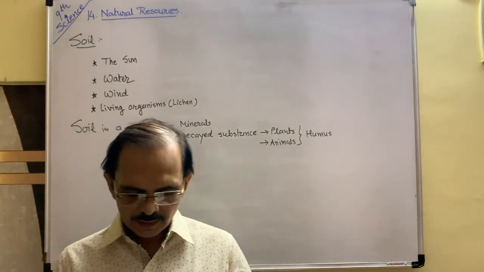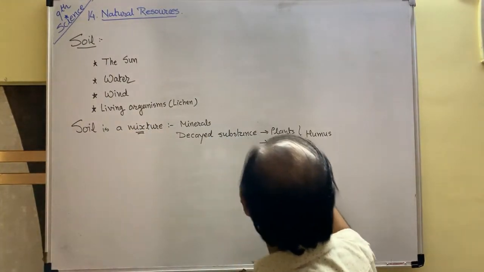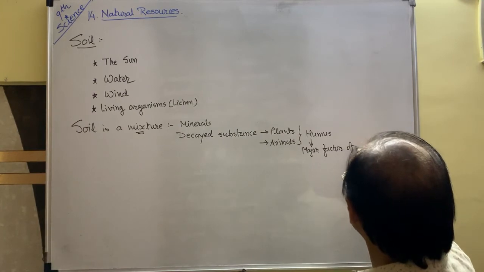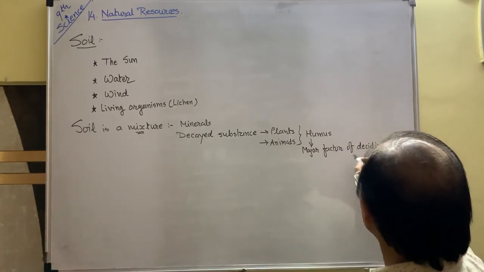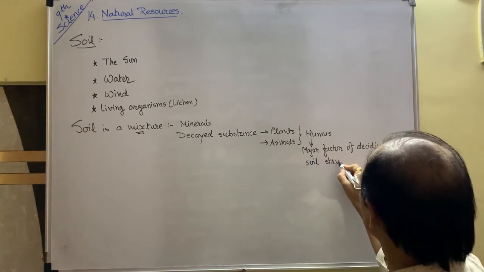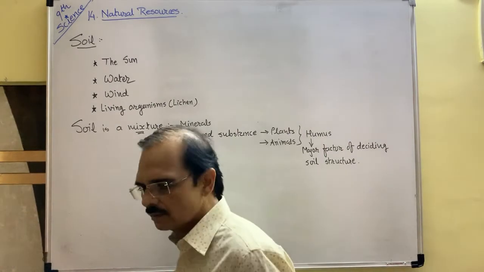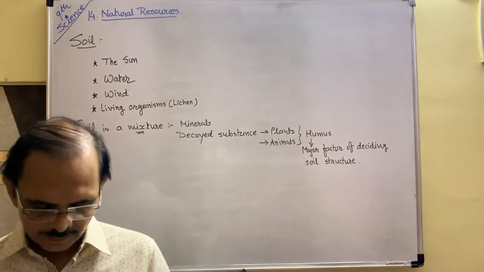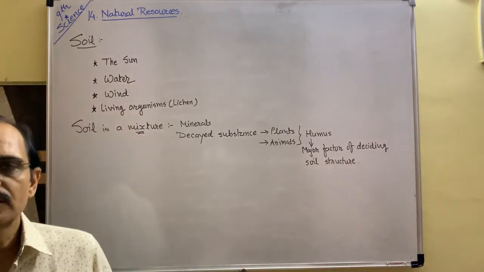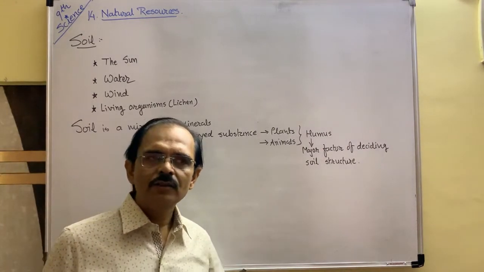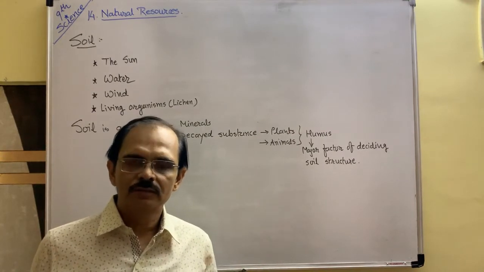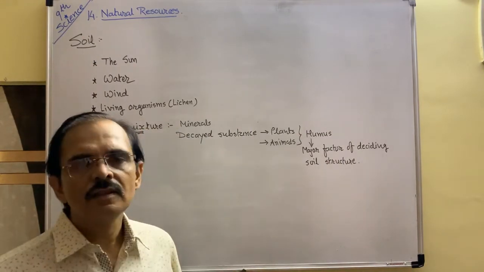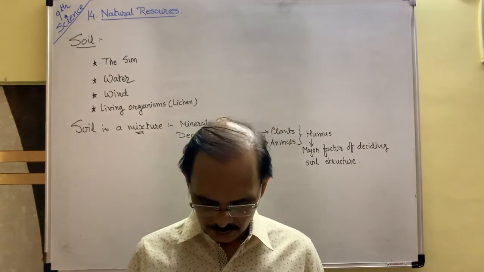And so it is the major factor in deciding the soil structure. Humus is what? It is the major factor of deciding soil structure. Okay? So it causes soil to become more porous because of the humus. Soil becomes porous, and so water is retained in the ground. Whatever underground water you use, this is because of all this humus. It is retained and stored in the ground also.